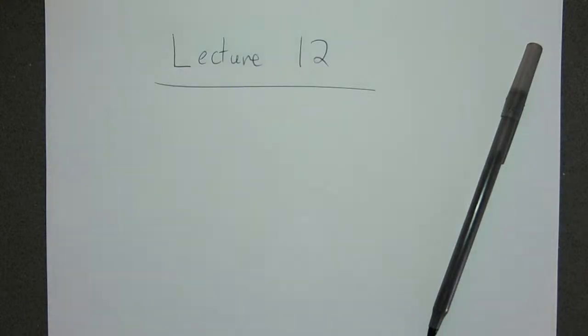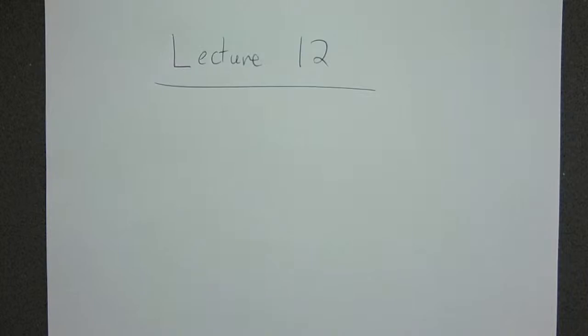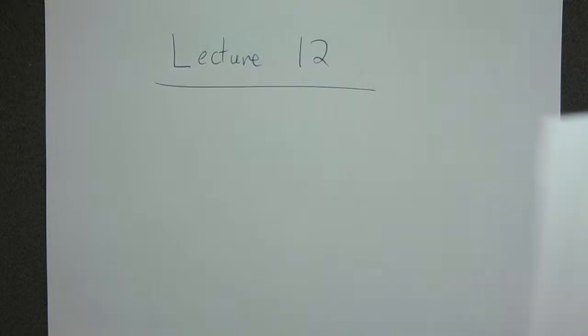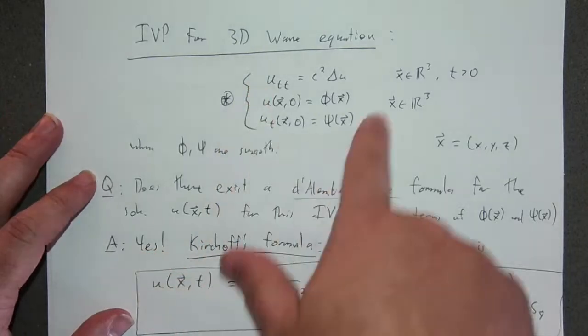Okay, welcome everybody. Back to what we'd stopped with yesterday, which was our version of D'Alembert's formula for the 3D wave equation. So what did this look like? Our 3D wave equation looks like this.